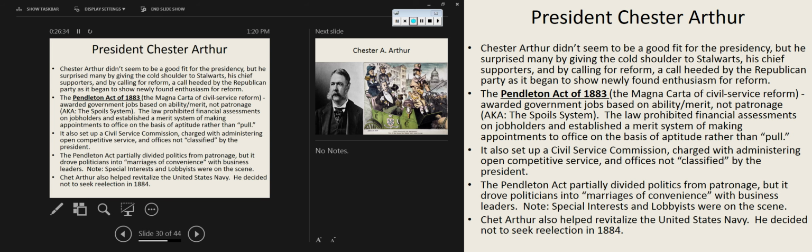This is worth your time. It's on your review. Take a look. Pendleton Act. It's a civil service reform act that grants government jobs based on merit and ability, not based on patronage. It also leads to the Civil Service Commission. This is charged with administering an open competitive service for jobs that were not classified by the president.